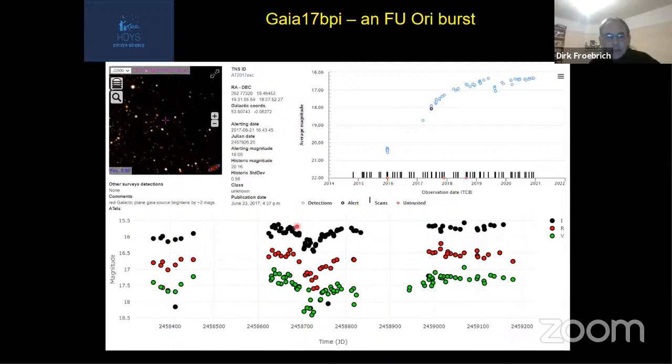We all panicked a bit when 2 years after we wrote the paper saying this is an FUor star, it started to dim again. But again, this is just one of those dips where probably something in the disk moves in front of the star. So that has all recovered. And last year, the star was well behaved for an FUor star, and hopefully will be for quite some time.